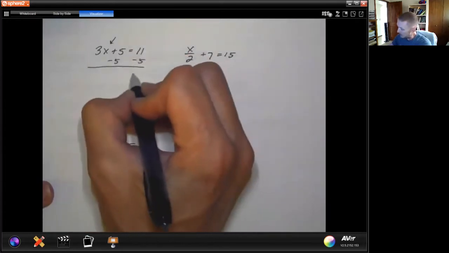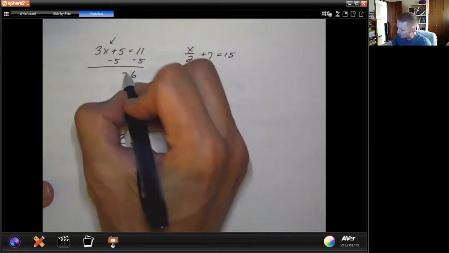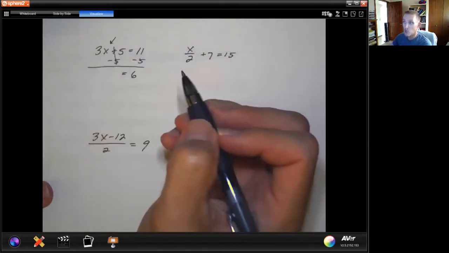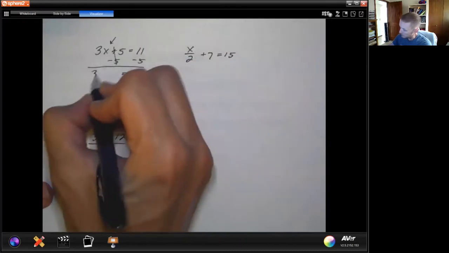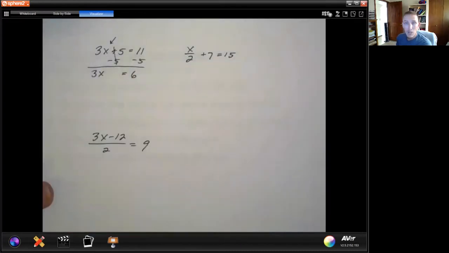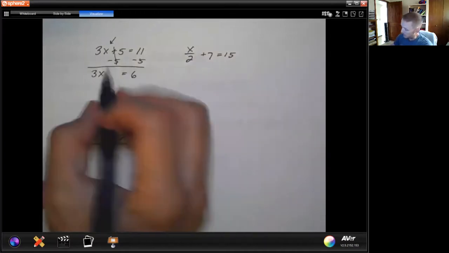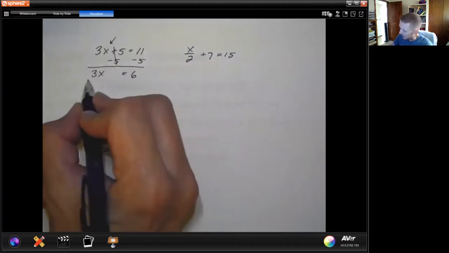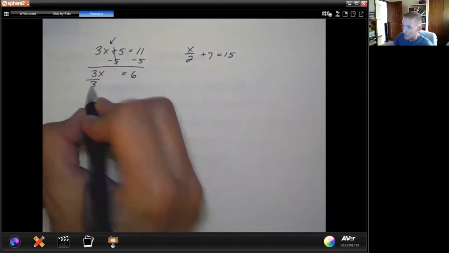11 minus 5 is 6. Bring the equal sign straight down. The plus 5 and the minus 5 make 0, so it is gone. The 3x comes straight down. The first step is to undo addition and subtraction. The second is to undo the multiplication and division. The x is touching 3, which means multiply. The opposite of multiply is divide.